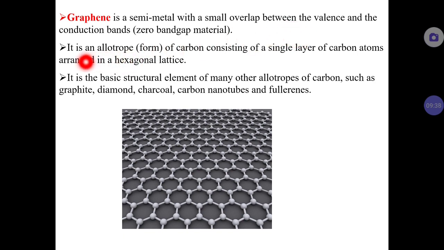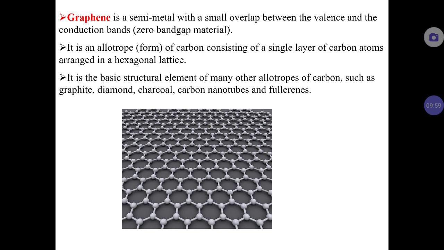It is very slight. So it is considered as one of the allotropic forms of carbon consisting of a single layer of carbon atoms, as the diagram indicates. So it is connected in hexagonal layers, and only one single layer of carbon atoms, we call that graphene.